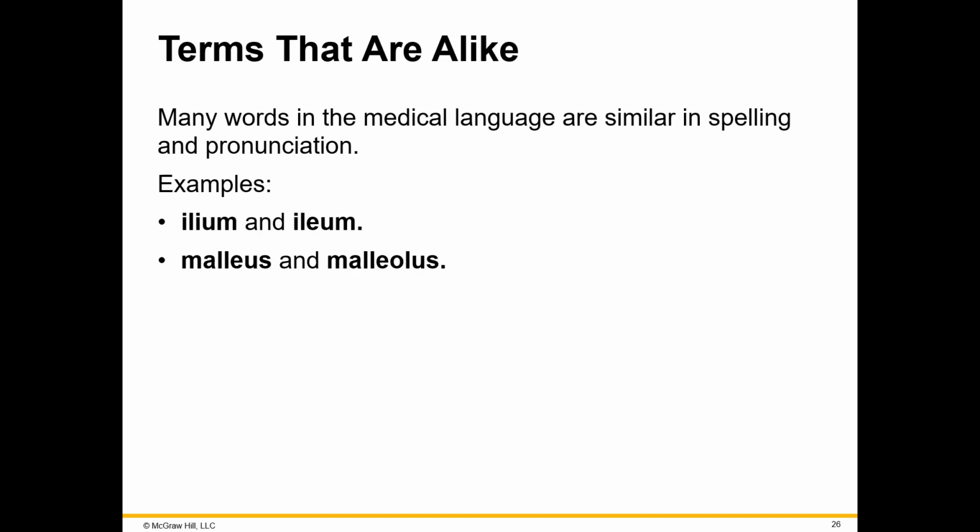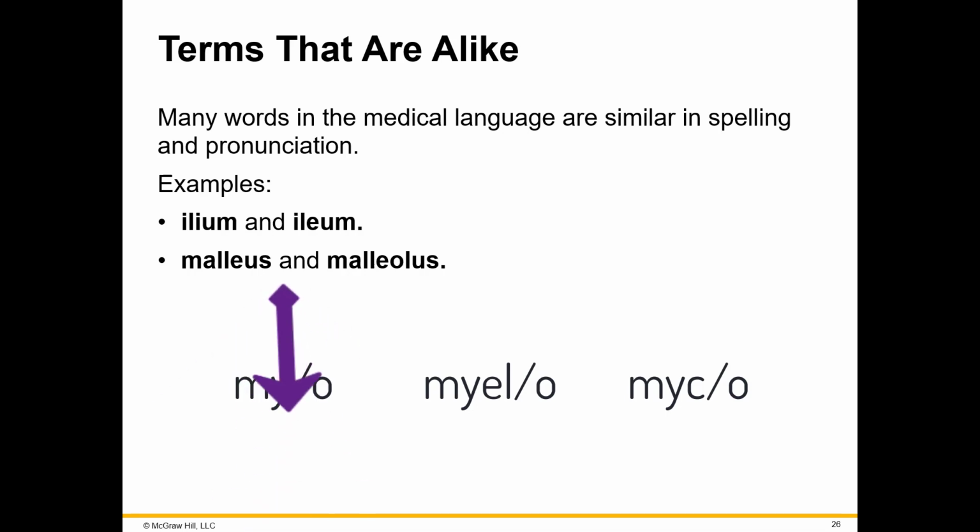So there are differences. Another example I want to give you is the different word parts myo, myel, and myco. They all start with my, but they all have very different meanings. So myo means muscle. Myel is spinal cord or spine or bone marrow, and then we have myco, which means fungus. So as you can see, they all three have very different meanings.